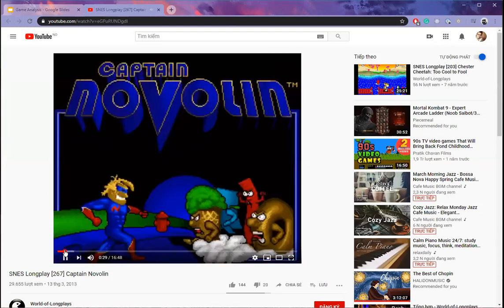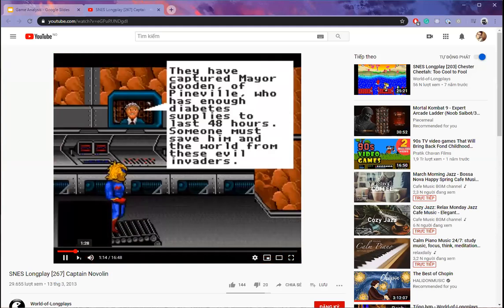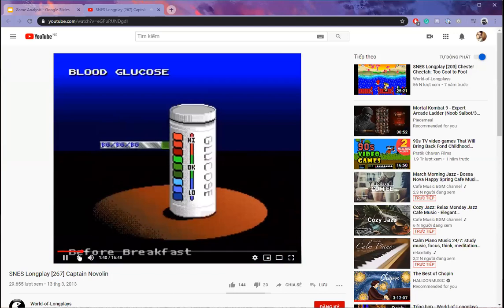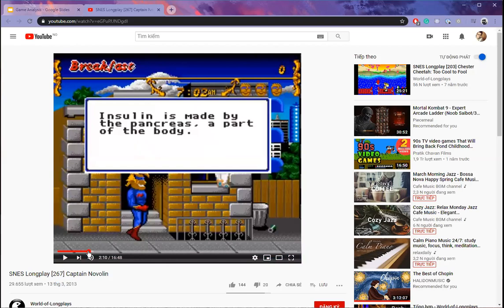Okay, so you can choose language, and then it has a warning screen where it tells you this game doesn't really tell you how to manage your diabetes. And your doctor will tell you exactly how you should be doing in your case specifically. And then this game adjusts the glucose level in your blood. And they give you what you should be eating for breakfast and lunch, and it's different levels. And then you go around collecting all of the things.